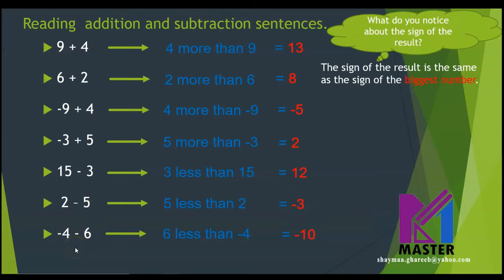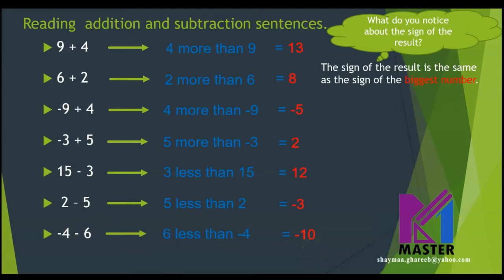In the second one, I have negative 4 minus 6. Which number is the biggest? It is number 6, and it has a minus or subtraction sign before it, which means I can consider it a negative number. Then the answer will be negative.